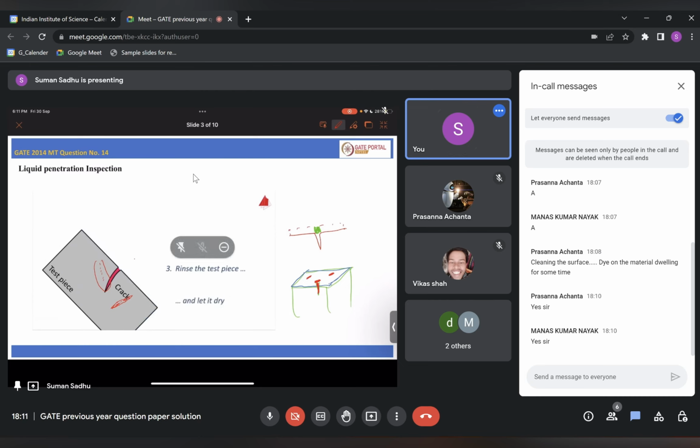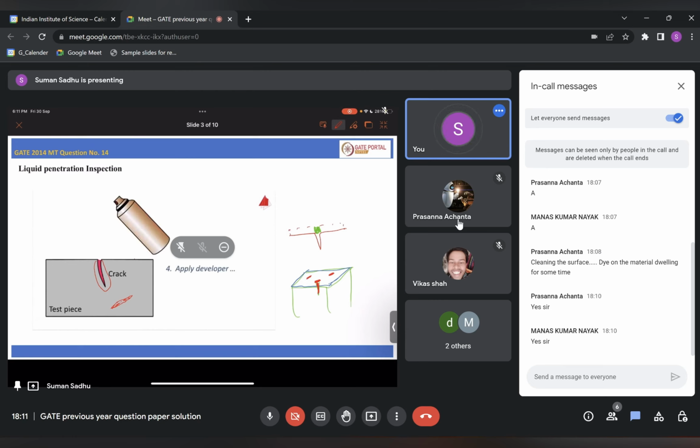Everyone understood this part, right? How the liquid penetration inspection works. Any doubt regarding the different steps involved? Anyone?